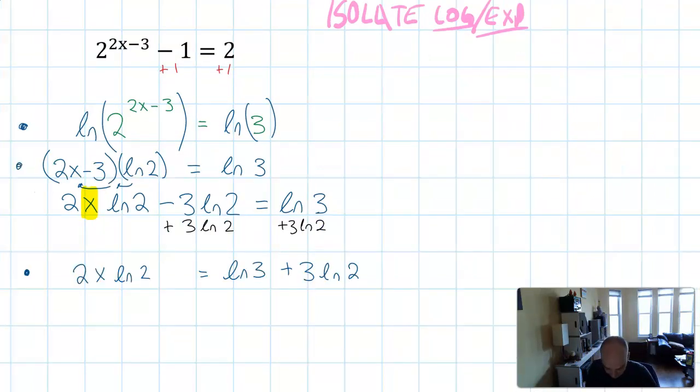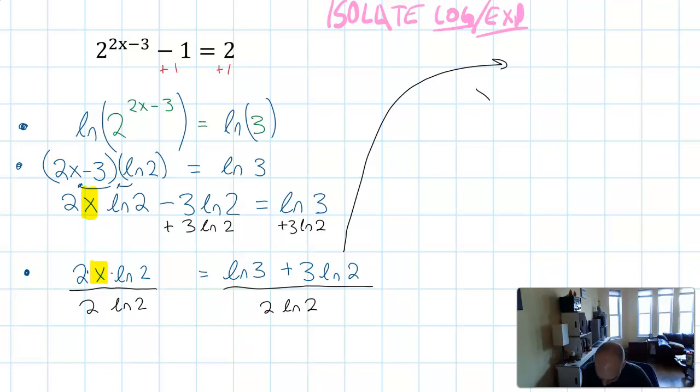Having moved that over, we will rewrite. And we're still trying to solve for x. So we're going to solve this by dividing by 2 natural log 2. And we divide this whole thing here by 2 natural log 2. So let's rewrite. I'll try to stay on one screen. So let's rewrite it over here. So we'll get x equals natural log 3 plus 3 natural log 2 over 2 natural log 2.